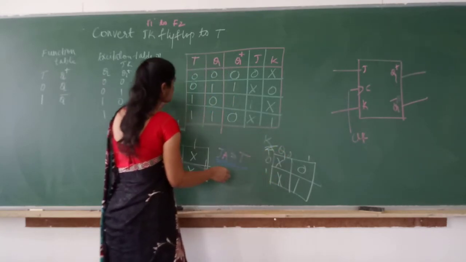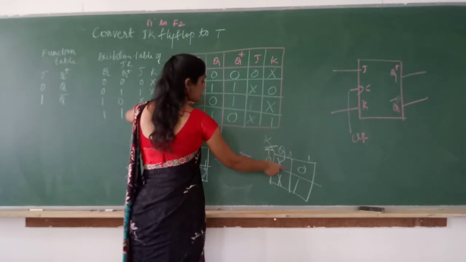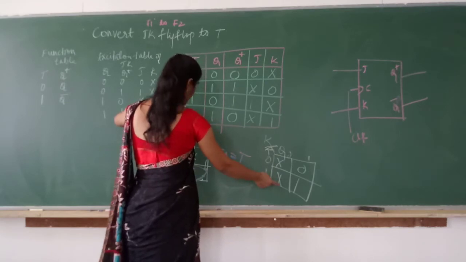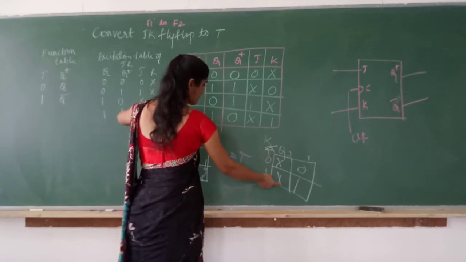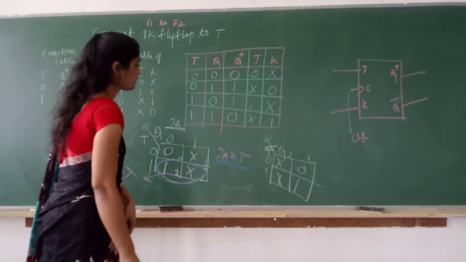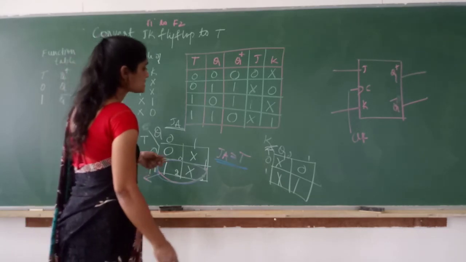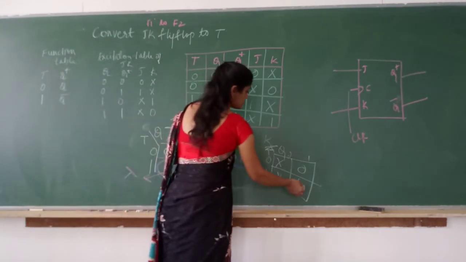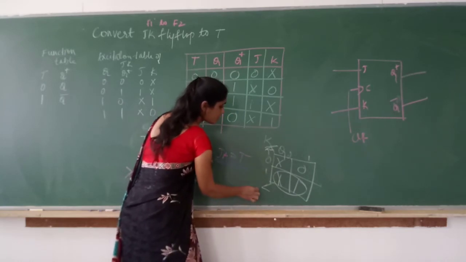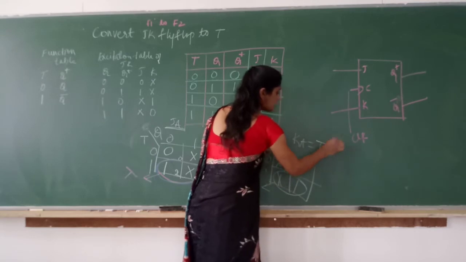Again group it. I think I have done some mistake. 0 0 x 0 1 0 1 0 x 1 1 1. Am I correct? Correct? So now when we group it, what is the equation we get? Again T. So what is Ka? Ka is again equal to T.